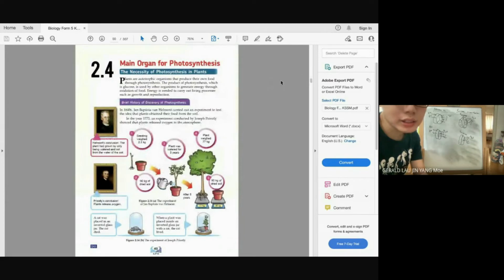Okay, now, just now we covered transpiration. Now we are going to photosynthesis. So a brief history, this one is also not important. You can read it yourself. So how did they discover photosynthesis?